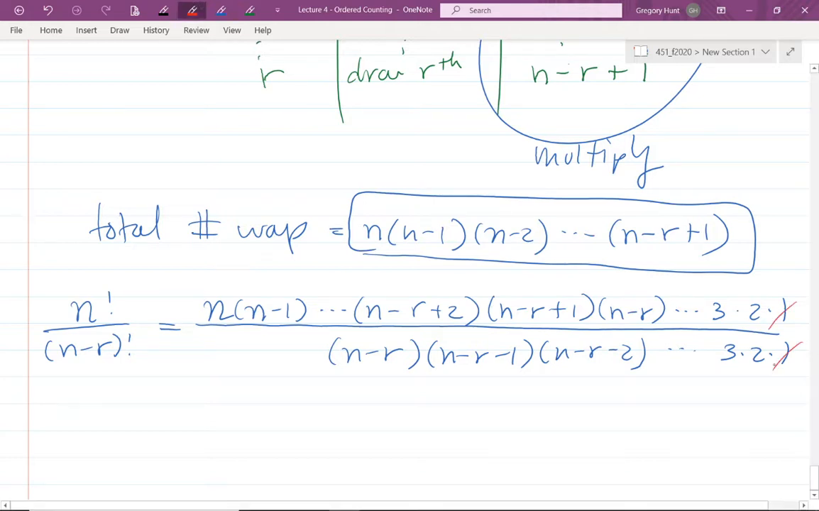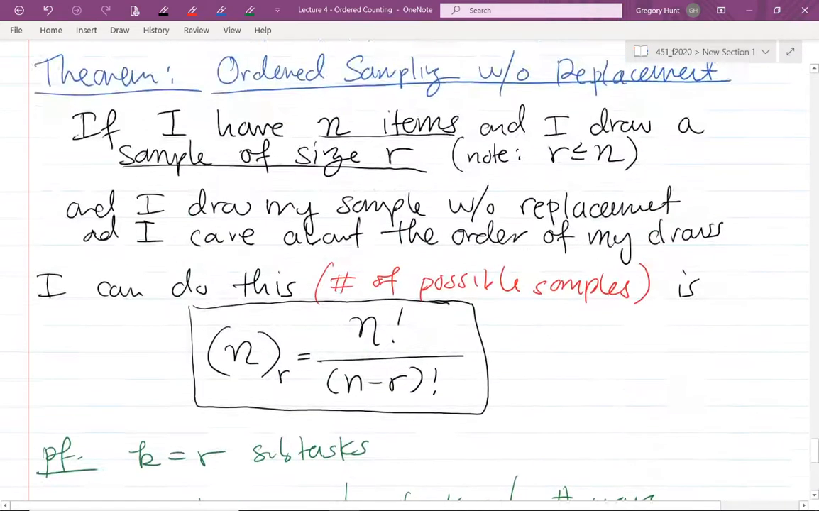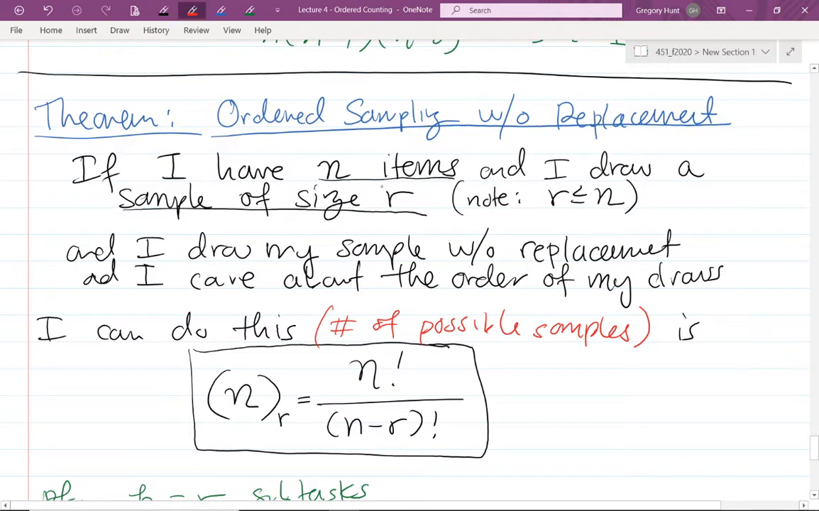I can cancel a bunch of stuff. 1 cancels 1, 2 and 2, 3 and 3. And all of these cancel all the way up to n minus r. And what I'll be left with is exactly what I had written above, which is n times n minus 1, dot, dot, dot, all the way to n minus r plus 1. So the succinct, fancy way people write it is n factorial over n minus r factorial. It can be helpful in calculating, but it doesn't really matter which way you remember it. But that's the answer, and that's the theorem: if I want to draw r items from n, care about the ordering, and not do replacement, I can do that in n factorial over n minus r factorial ways.